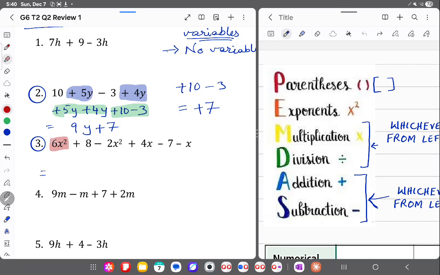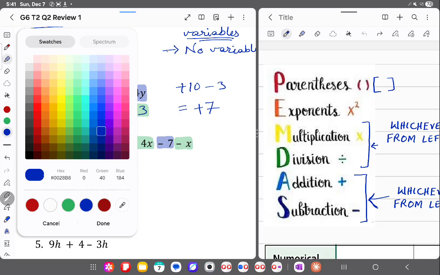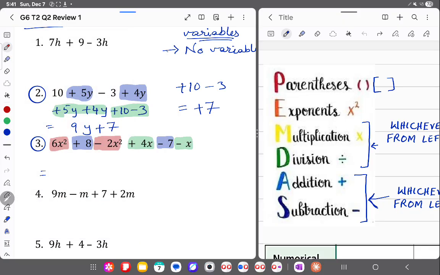As you can see, this is a like term, 6x to the power of 2 minus 2x to the power of 2. Then you have 4x plus 4x minus x. Then you have plus 8 and minus 7. See, there are 3 pairs of like terms. So I can rearrange them. I will write them together as one group.